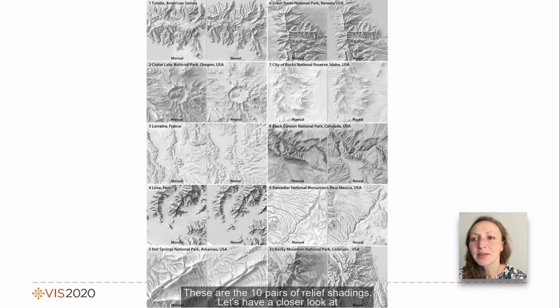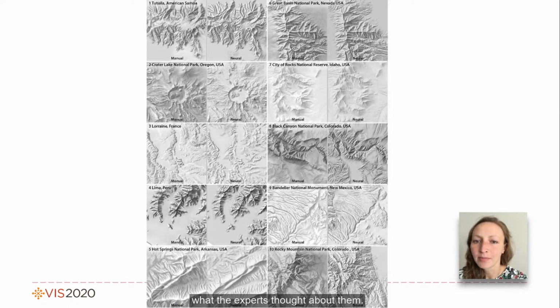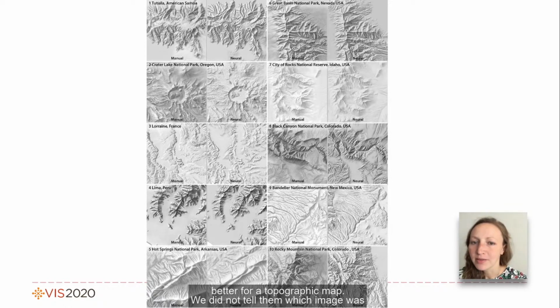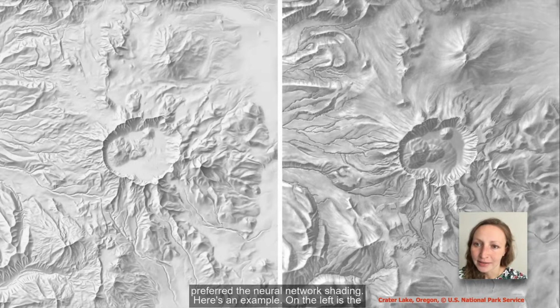These are the 10 pairs of relief shadings. Let's have a closer look at what the experts thought about them. For each pair, we asked them to indicate which of the 2 shaded reliefs is better for a topographic map. We did not tell them which image was created with a neural network. For 5 of the 10 pairs, the experts preferred the neural network shading.